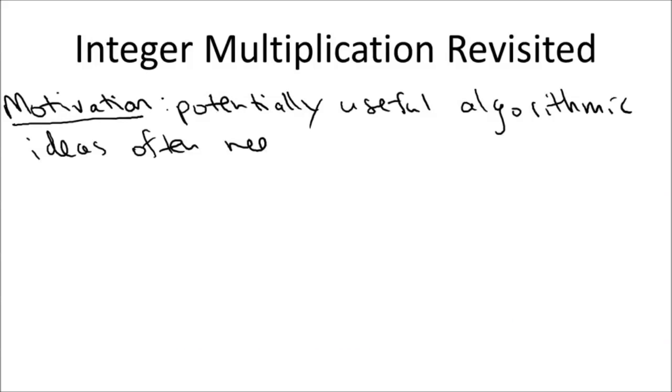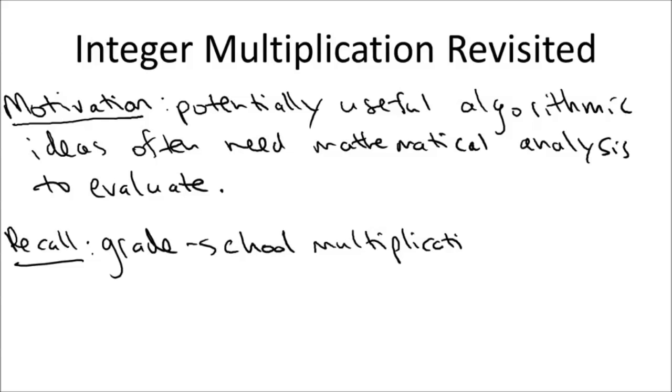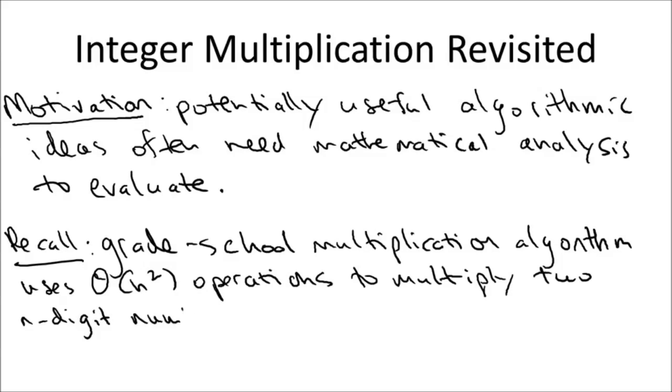As a motivating example, consider the computational problem of multiplying 2 n-digit numbers. Recall from our first set of lectures that we all learned the iterative grade school multiplication algorithm, and that requires a number of basic operations, additions and multiplications between single digits, which grows quadratically with the number of digits n. On the other hand, we also discussed an interesting recursive approach using the divide and conquer paradigm.